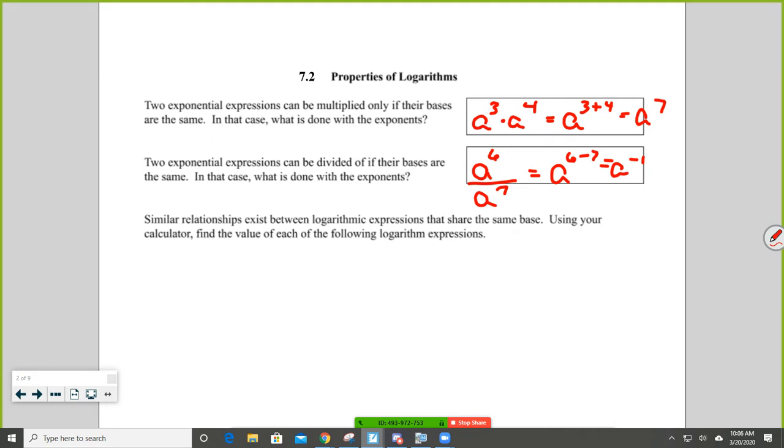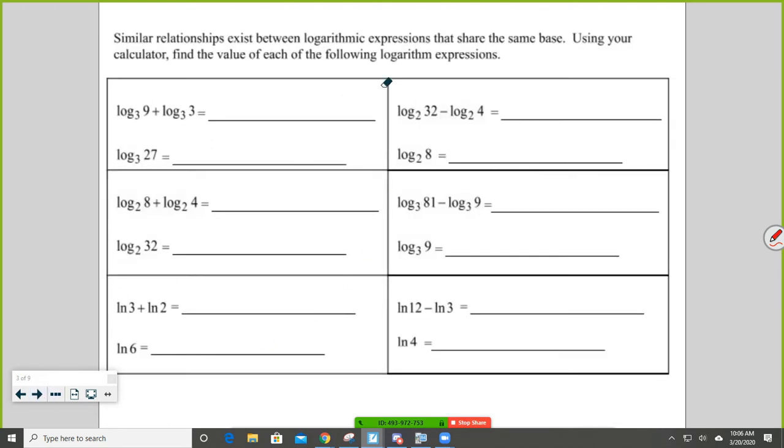Okay, so basically what you want to know here: exponents are added, exponents are subtracted. So we can do the same rules with logs. I'm going to come up here and start doing a couple of examples.